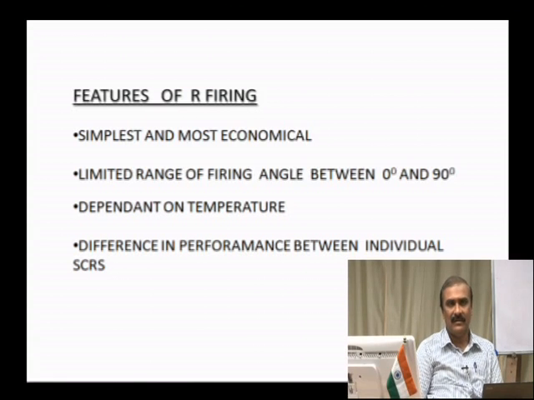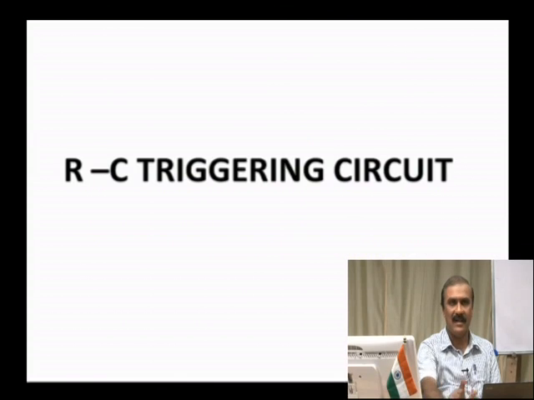Now, the firing angle is a restriction here, up to 90 degrees you can fire your SCR. But what to do in order to increase this firing angle beyond 90 degrees? Yes, there is another circuit, that is the RC firing circuit. So, this is an RC triggering circuit, resistance capacitance triggering circuit.